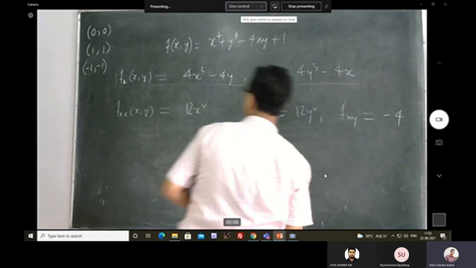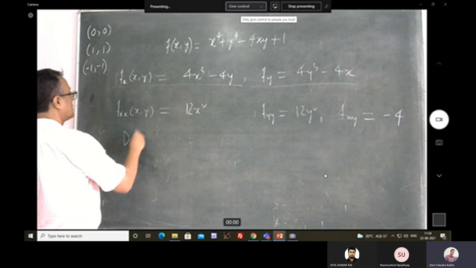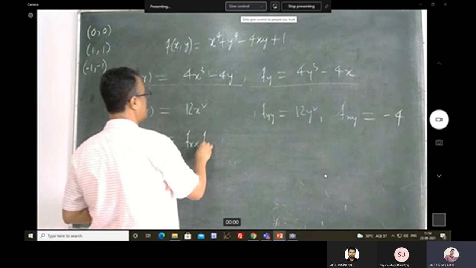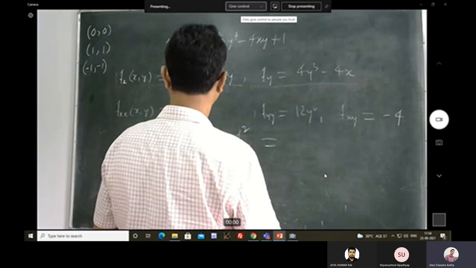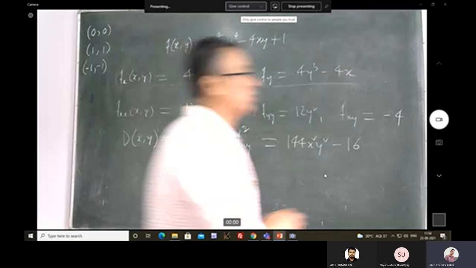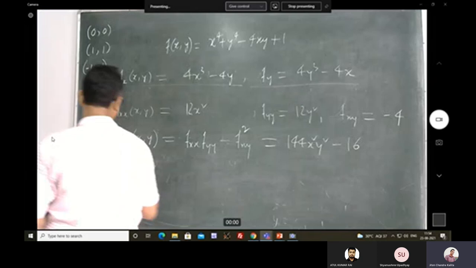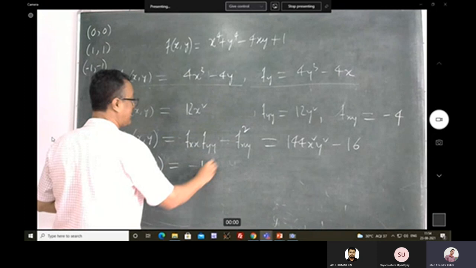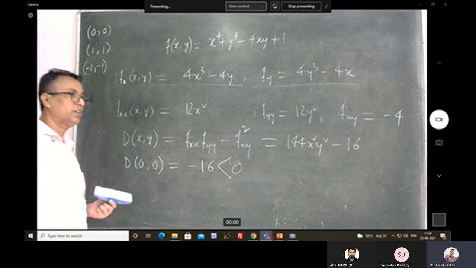Firstly, what we have to do is consider the value of the discriminant. The value of the discriminant is given by fxx times fyy minus fxy whole squared. So you can see that D(0, 0) is minus 16, and it is strictly less than 0. So that is why (0, 0) is a saddle point. Is it okay? Fine.